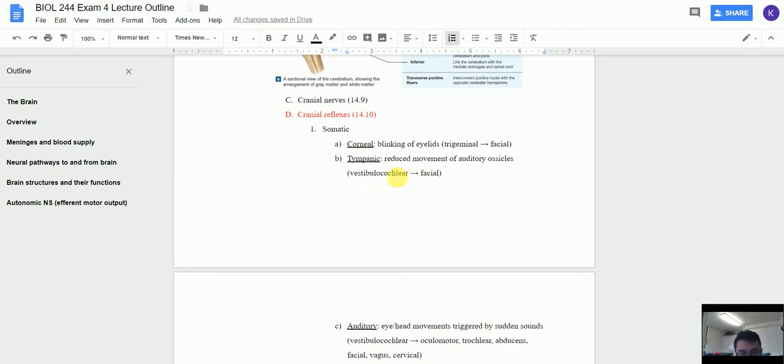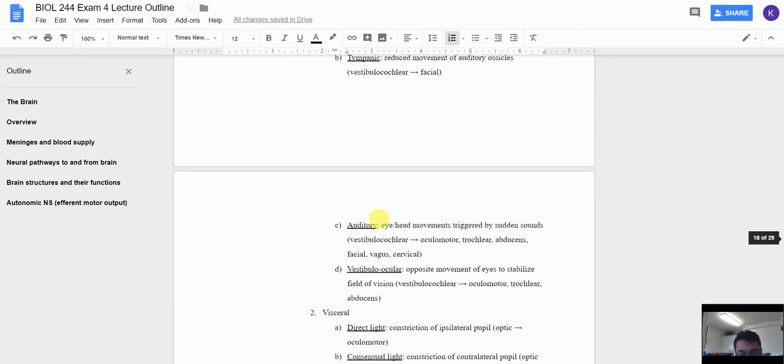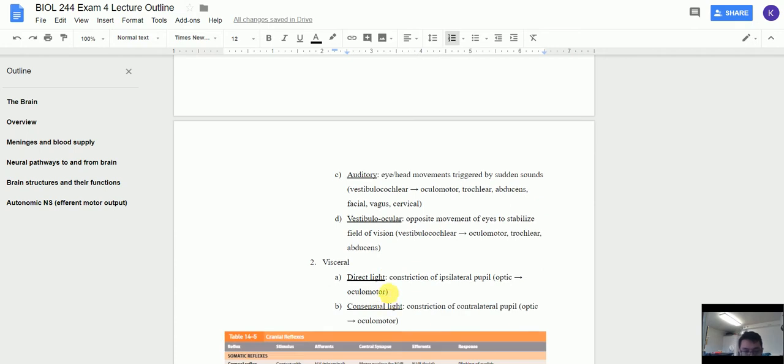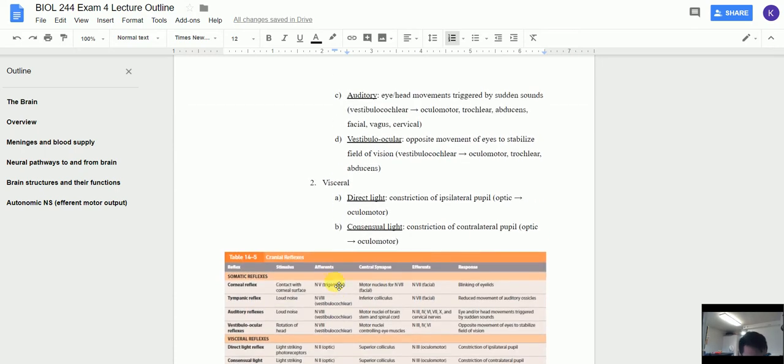These are cranial nerves. Auditory: eye and head movement triggered by sudden sounds. Vestibulo-ocular: opposite movement of the eyes. Field of vision, vestibulocochlear, oculomotor, trochlear, abducens. Visceral: direct light reflex, constriction of the pupils. I'm probably not going to use those.